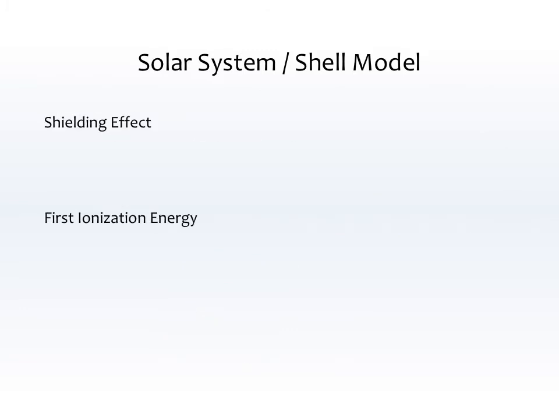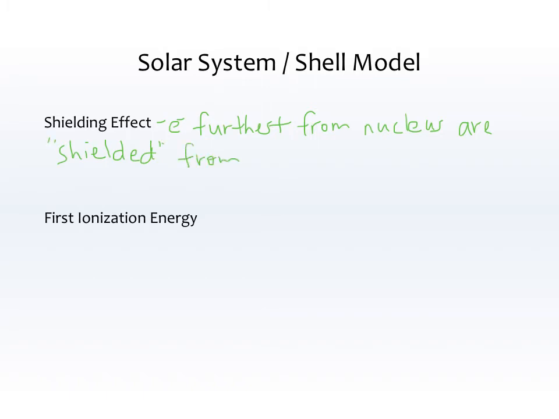So if there are particular orbits outside the nucleus where the electrons can exist, then there also must be a shielding effect. The shielding effect says that electrons furthest from the nucleus are partly shielded from the nucleus by the electrons in the inner energy levels.